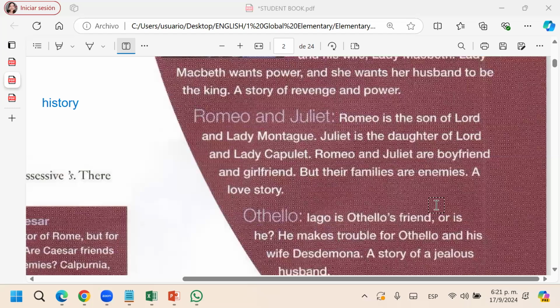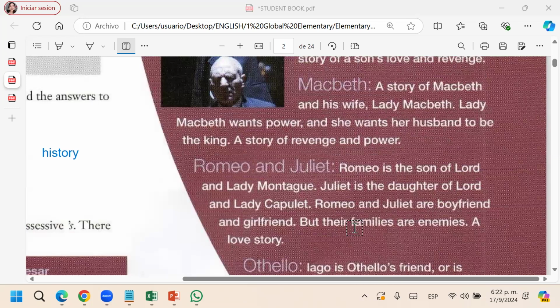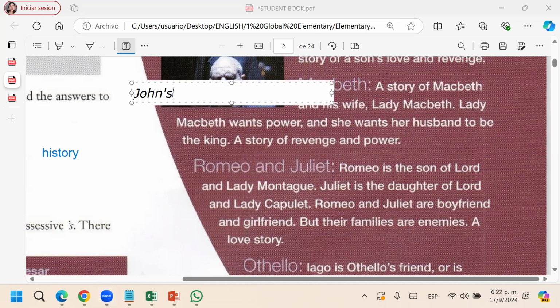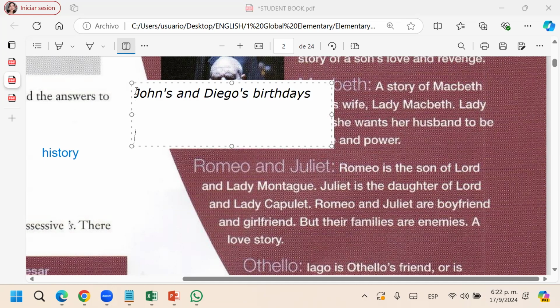Macbeth. It can be Jaiderlin and Natalia's birthday, right? If it is the birthday for both, if both have the birthday for the same date, yes. Exactly. Like this. I'm going to say John's and Diego's birthdays here. If I want to say that in the same day we have Diego's birthday and John's birthday, we can do it like this, John's and Diego's birthdays.